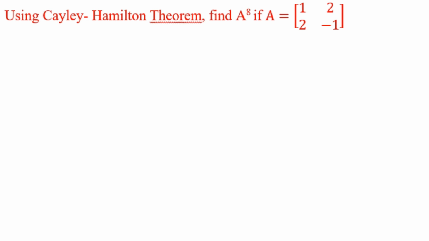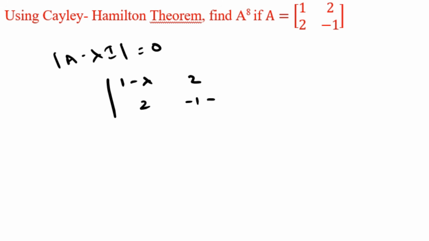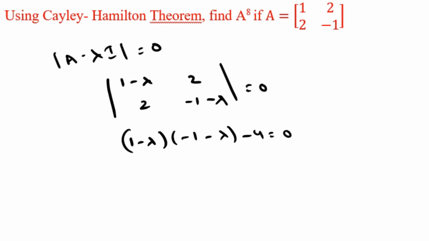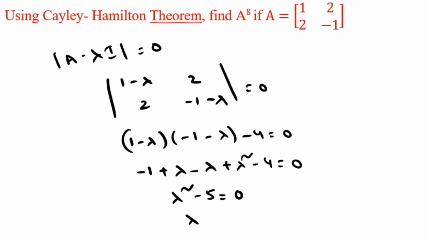The characteristic equation is determinant of A minus lambda I is equal to 0. For that, determinant of 1 minus lambda, 2, 2, minus 1 minus lambda is equal to 0. 1 minus lambda into minus 1 minus lambda minus 4 is equal to 0, which is minus 1 plus lambda minus lambda plus lambda square minus 4 is equal to 0. Lambda square minus 5 is equal to 0. Therefore, lambda square is equal to 5.